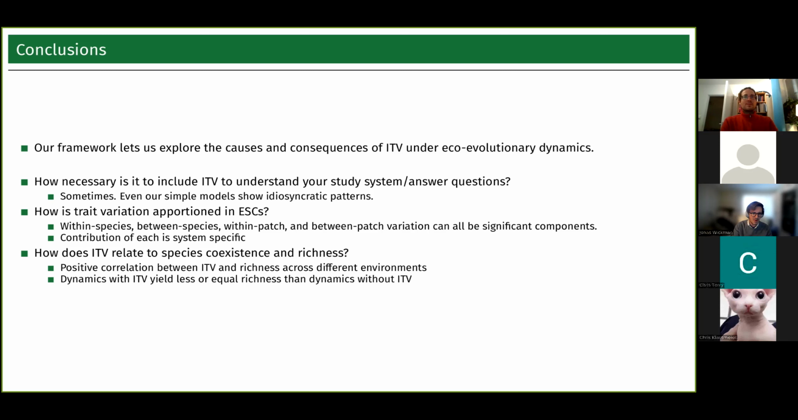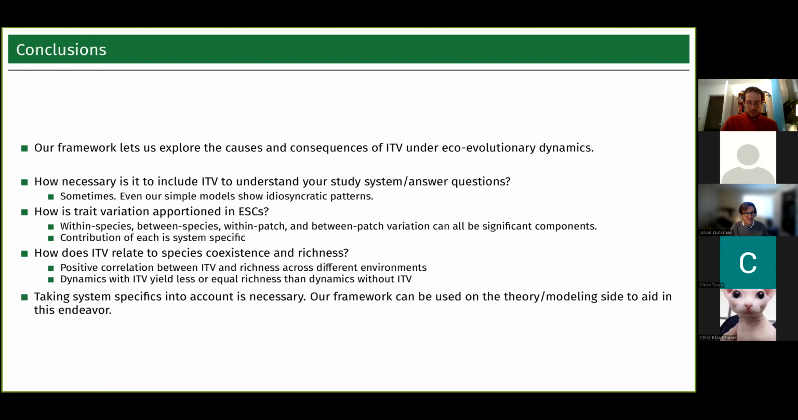But perhaps more importantly, when you compare the model and dynamics that include intraspecific trait variation, the final community will have less than or equal richness to the community where you did not include intraspecific trait variation. So this all sounds a little dour, like I'm just coming with a bunch of non-answers here. But to a certain extent, that's one of the big takeaways: you've got to take the system specifics into account. And at least on the theory and modeling side, our framework can really help in deepening our understanding of the importance of ITV under eco-evolutionary dynamics.